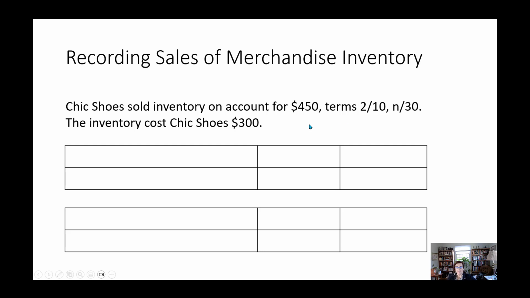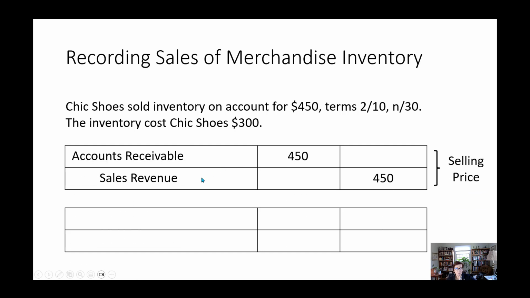So let's think about this. The company earned revenue on account. How do you do that? Before we would say accounts receivable, service revenue. Now we're going to say accounts receivable is debited and sales revenue is credited, same as before, for the selling price of the goods. By the way, if this were for cash, it would be the same thing, but instead of accounts receivable, it would be cash, because you would be getting the cash.